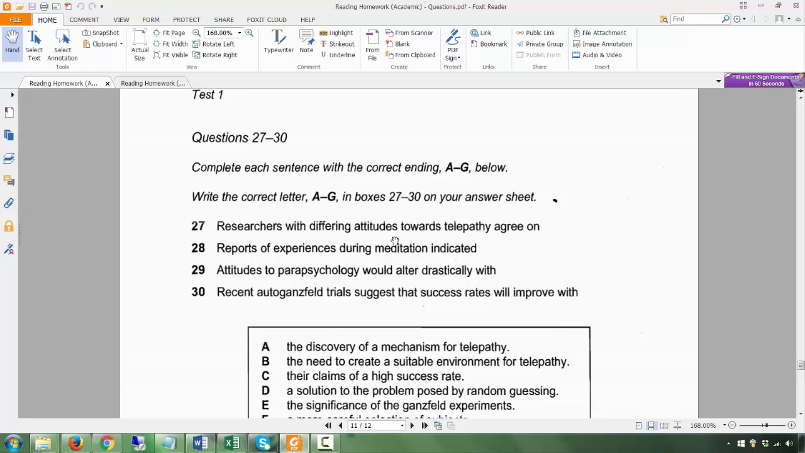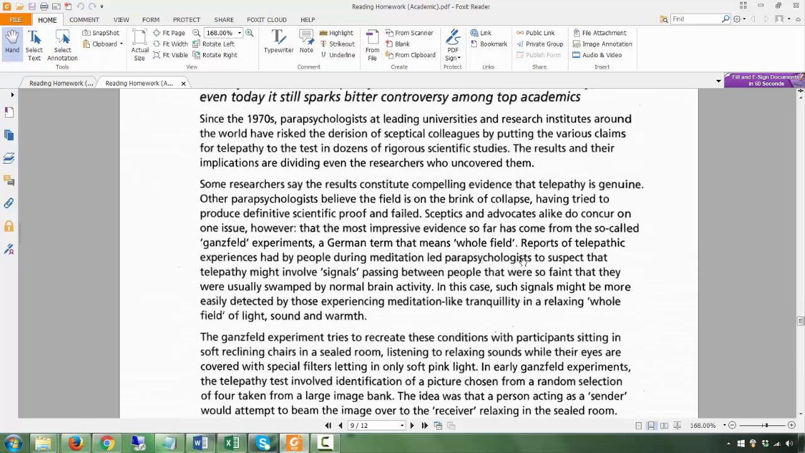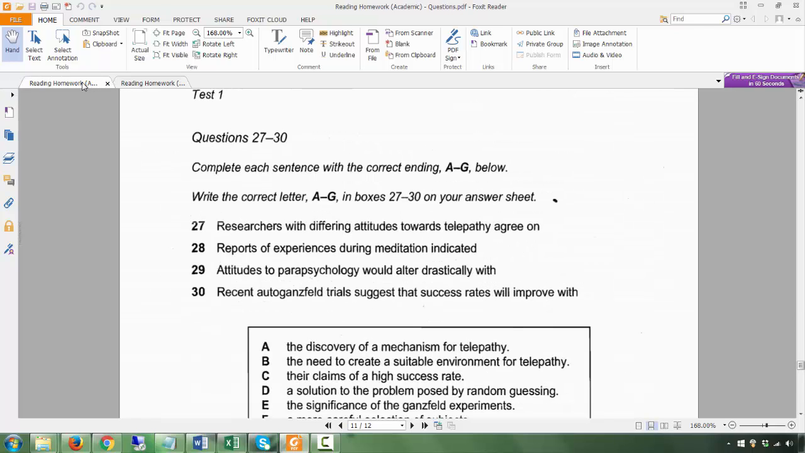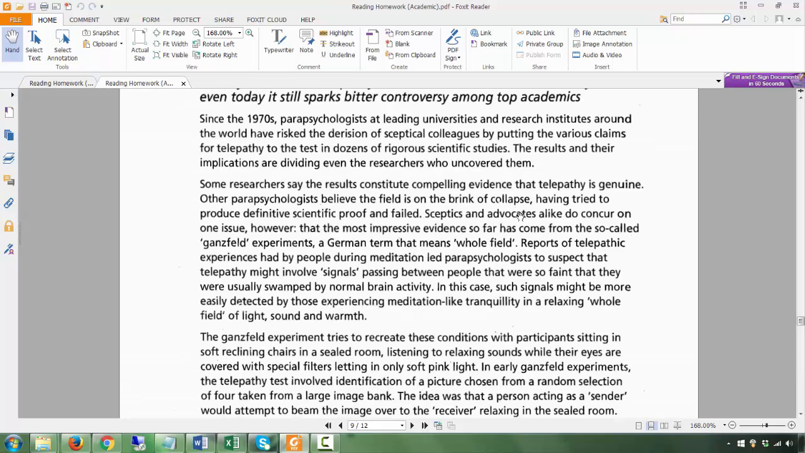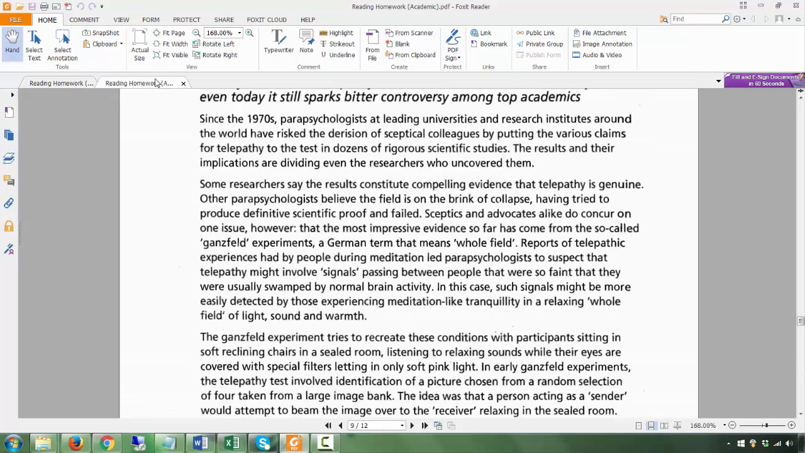Okay, now researchers with differing attitudes towards telepathy agree on. The answer is going to be E, the significance of the Ganzfeld experiments. Okay, 27. Here we go to the second paragraph. It's not labeled, but here. All right, skeptics and advocates. Okay, you see differing attitudes towards telepathy. So you're talking about people who are skeptical and people who advocate telepathy. So what do they agree on?